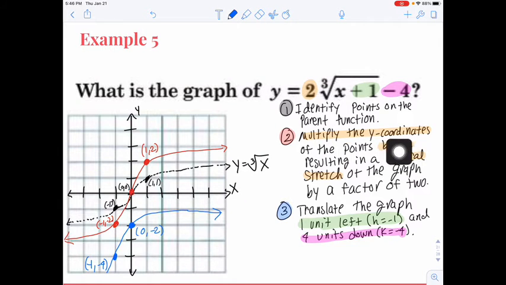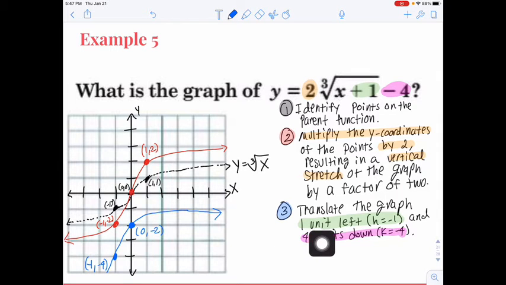Step 2 is to multiply the y-coordinates of the points by 2, resulting in a vertical stretch of the graph by a factor of 2. The y-coordinate here is 0, and 0 times 2 is still 0, so this point does not move. The y-coordinate here is 1, and 1 times 2 gives us 2, so we get the point (1, 2). The y-coordinate here is negative 1, and negative 1 times 2 is negative 2, so we get the point (-1, -2).